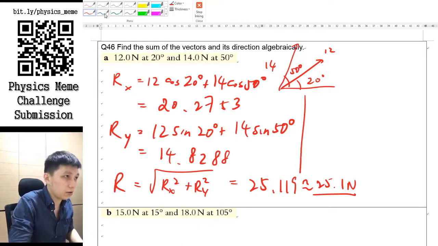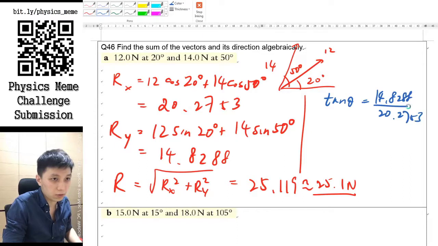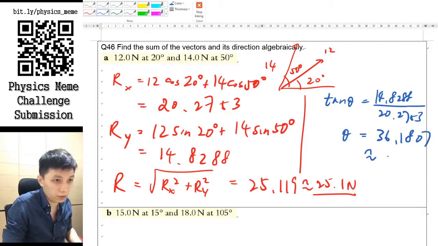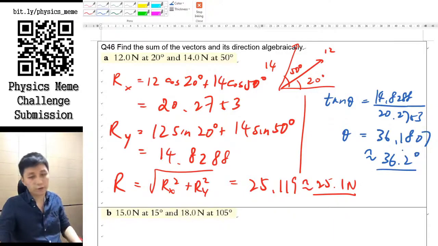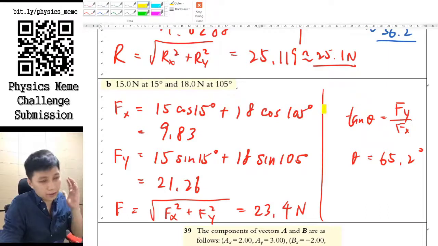Never mind. For the angle, tangent theta equals y over x, so 14.82 over 20.27. The angle would be 36.1807, so round it to 3 significant figures, 36.2 degrees. Very standard. Because it's so simple, I'll just show you the answers directly.